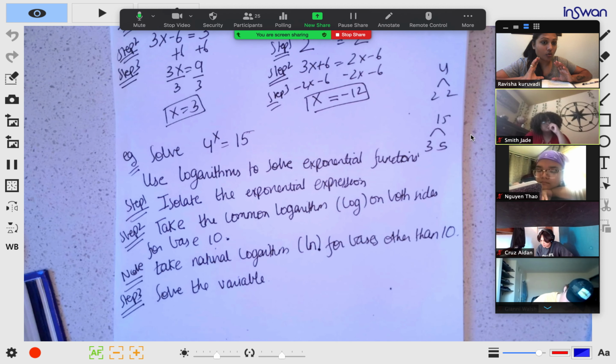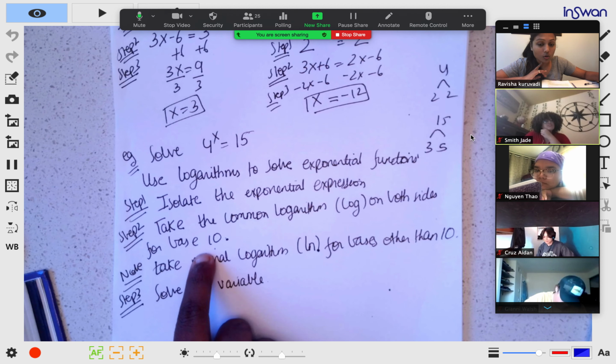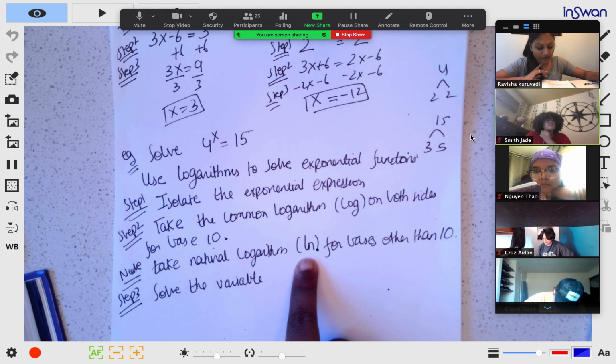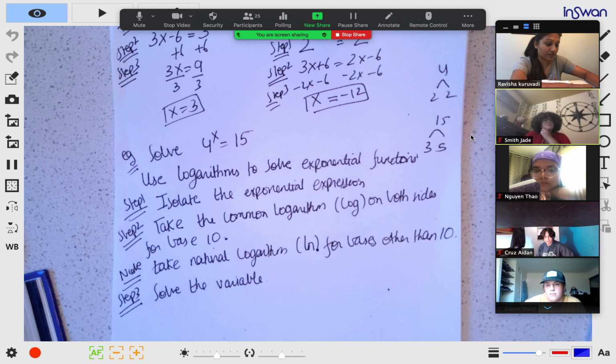Only if you see in the question something as 10, 100, 1000, factors of 10, then only you will use log. Otherwise, always in the question, you're going to use ln and then solve. You will get this with an example.